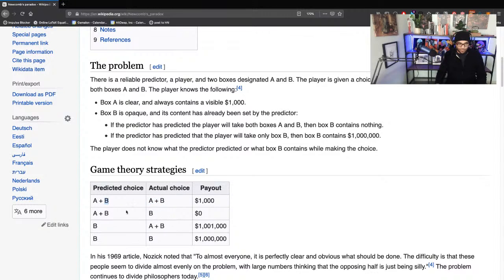So in this table, we have cases where the predicted choice and the actual choice conflict. In that case, the predicted choice is A and B, and so the player gets $1,000 from box A, but nothing from B. Similarly, if the actual choice is B, they get 0.